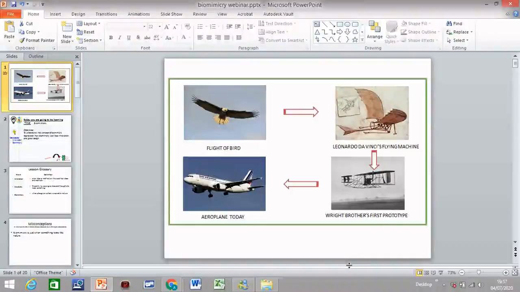So on our screens here, we've got a series of images. We've got an eagle, and we've got a sketch, an old prototype from the Wright brothers, and an airplane that we know of today. So what is going on here? We've got the ultimate product there of the airplane, and we have the original inspiration, that one being nature. And we can see how nature inspired Da Vinci, and that ultimately inspired the Wright brothers' first solo flight, leading on to an improved design today. So what we are looking at is biomimicry and how nature can inspire design and innovation.